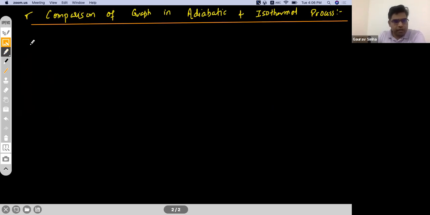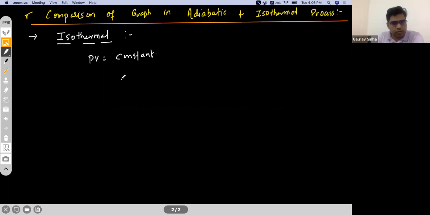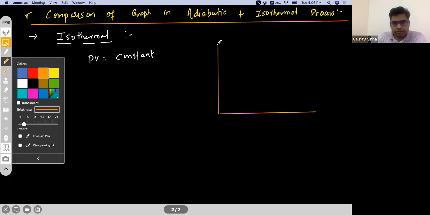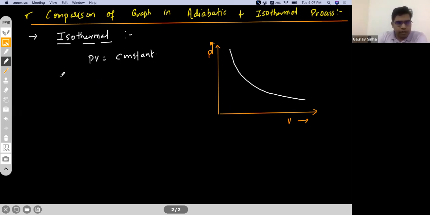So we had discussed this isothermal process, and we know the relation of PV in isothermal process: PV is equals to constant. Right? PV is equals to constant. So if you look at the graph over here, the graph of pressure and volume, suppose the y-axis is P and x-axis is V. Okay, so the graph here is like this, pressure and volume graph. Okay, the slope of this graph, if you try to find out, so we need to find out dP by dV. dP by dV is the slope, right?